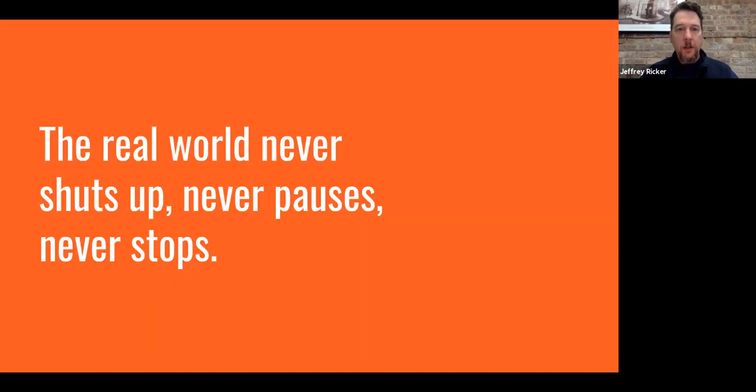So here's the fact, right? The real world never shuts up. It never pauses. It never stops. So why would our compute processing? If the world doesn't operate in batch, why would our computing solutions for the world work in batch? And the fact is, they don't. Whenever we try to impose batch onto the world, we run into problems. We always run into shortcuts. We always run into customers' expectations are not fully met.